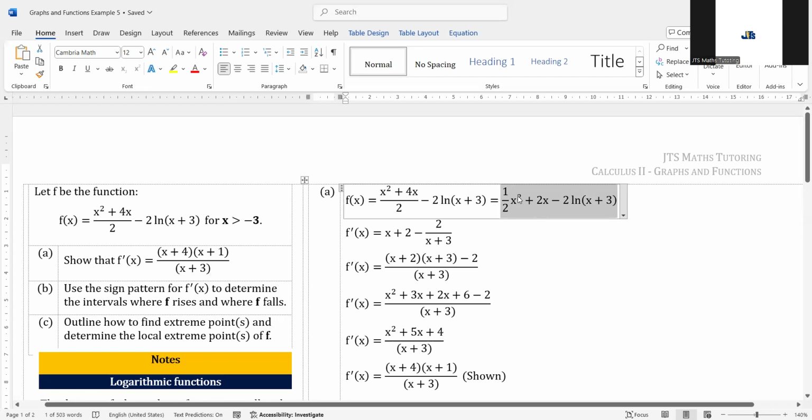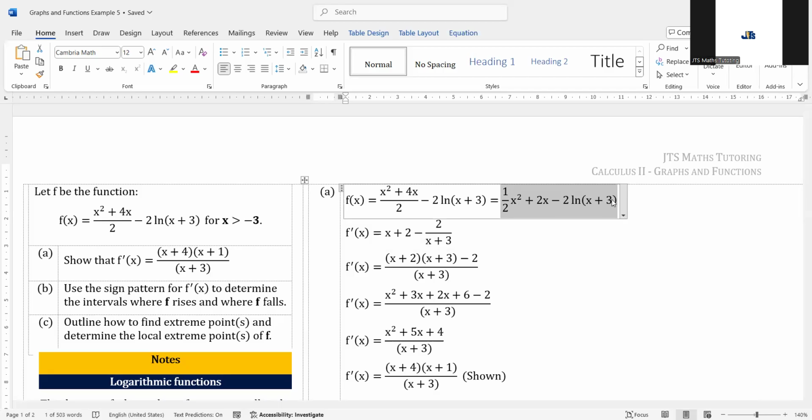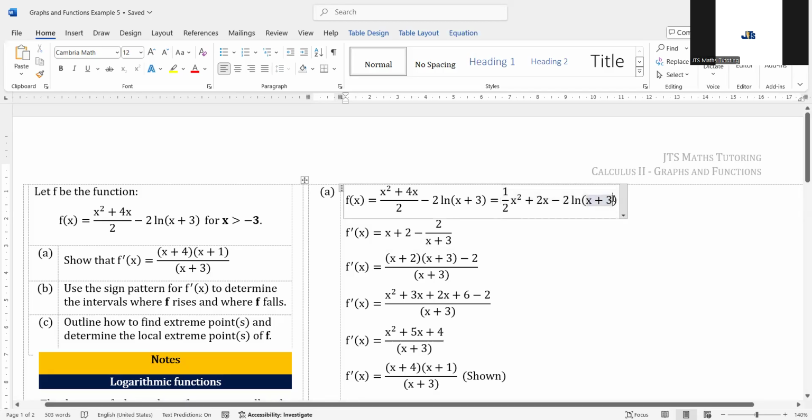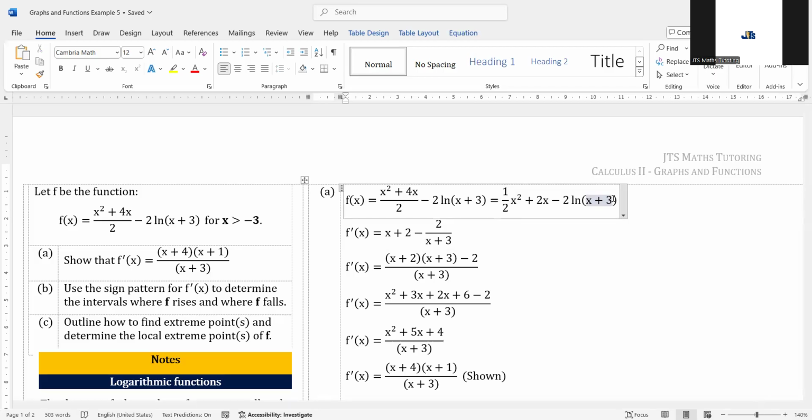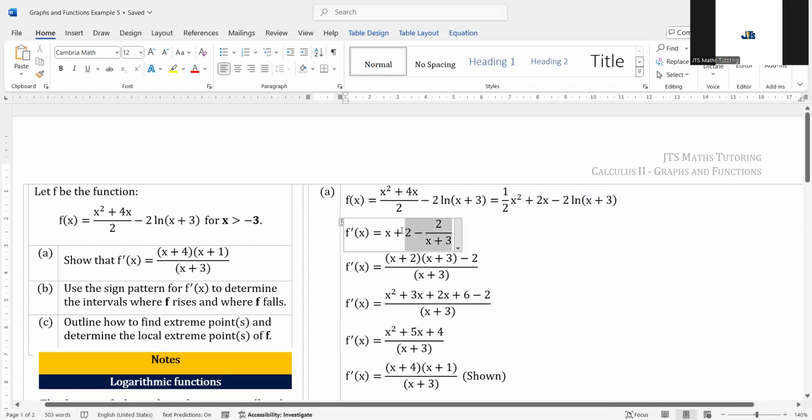What is the derivative of x squared over 2? It is 2x multiplied by 1/2, which is going to be our x here. What is the derivative of 2x? It's going to be 2, which is the 2 that you're seeing here. What is the derivative of minus 2 ln(x plus 3)? The derivative of ln(x plus 3) is 1 over x plus 3 multiplied by the derivative of the inside function. So we are making use of the chain rule here, for which the derivative of x plus 3 is just going to be a 1. So we have minus 2 multiplied by 1 over x plus 3, which is minus 2 over x plus 3, which is what we have right here.